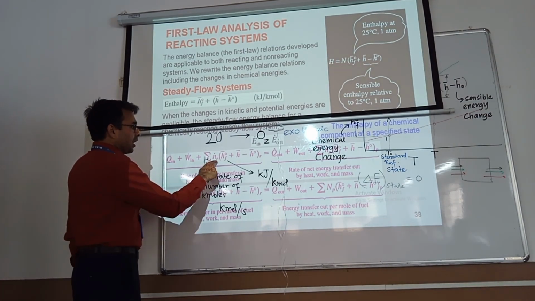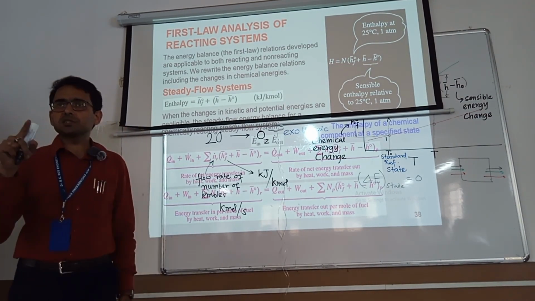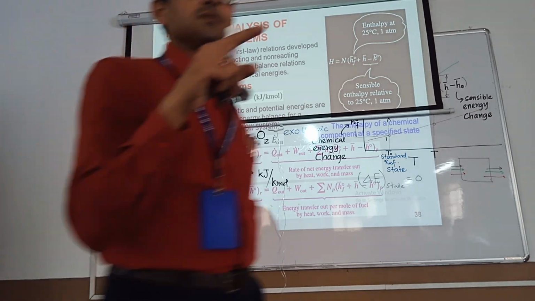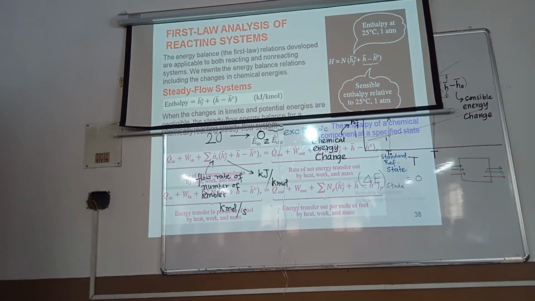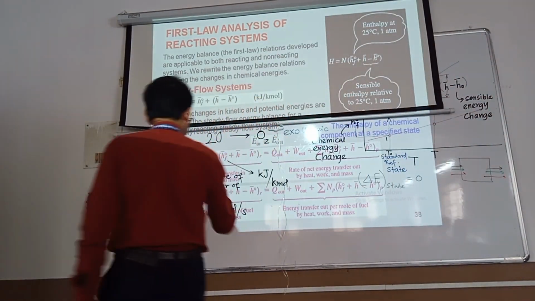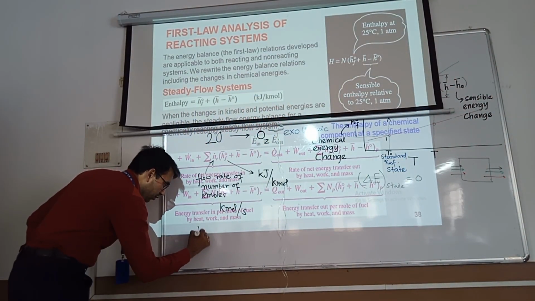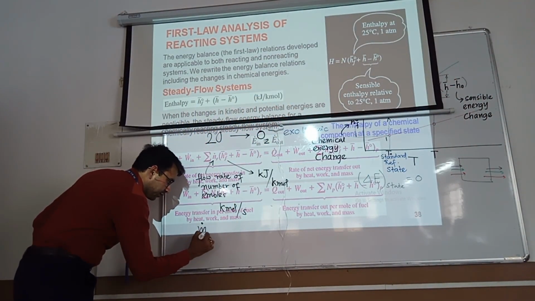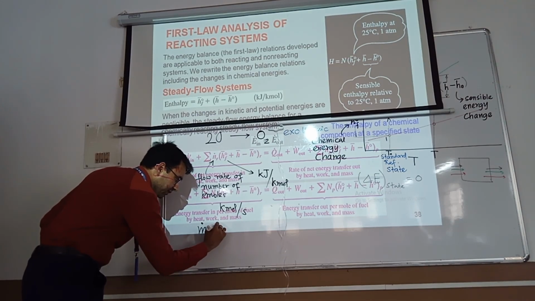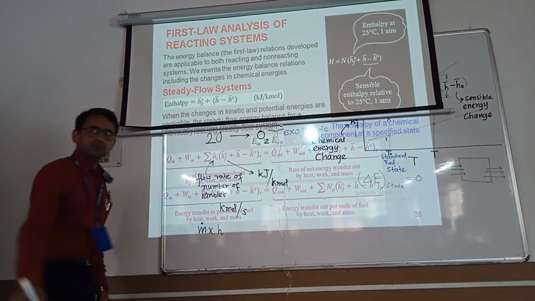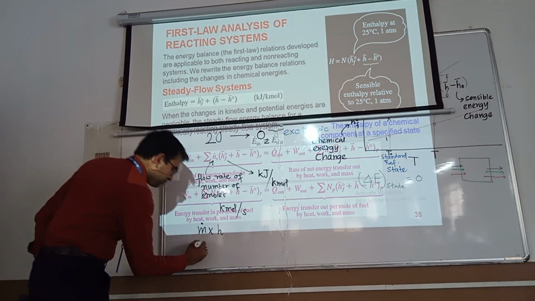Right. Earlier, during our discussion on boilers etc., what we discussed is that it was written in terms of mass flow rate multiplied by H. Right? What was the unit here?